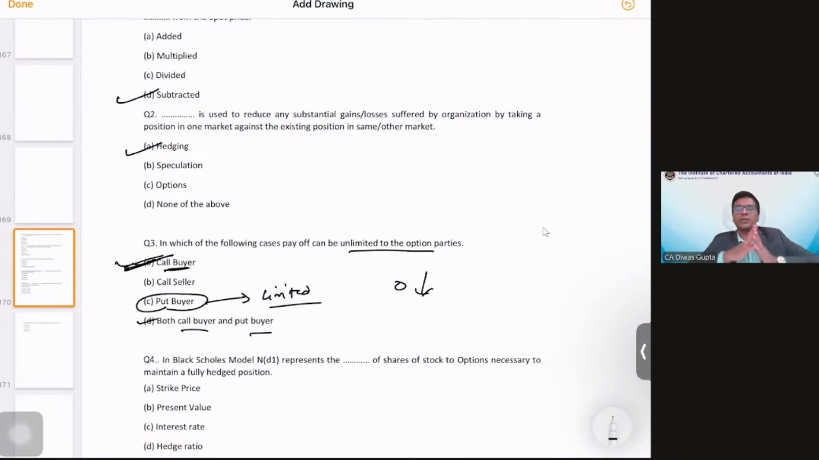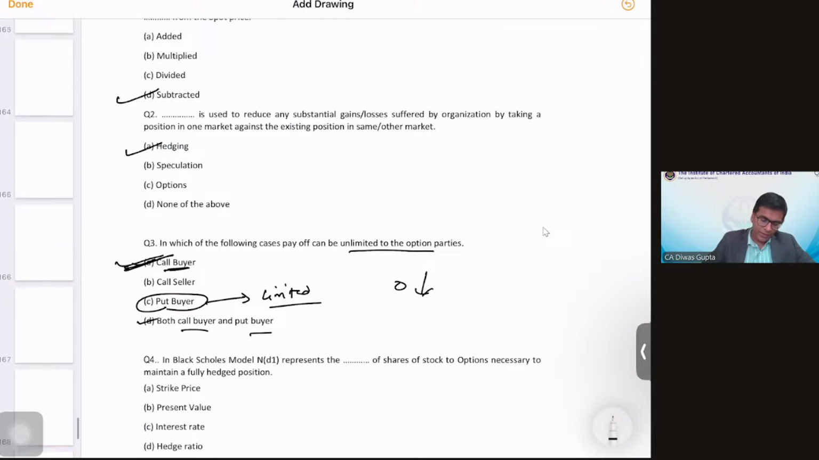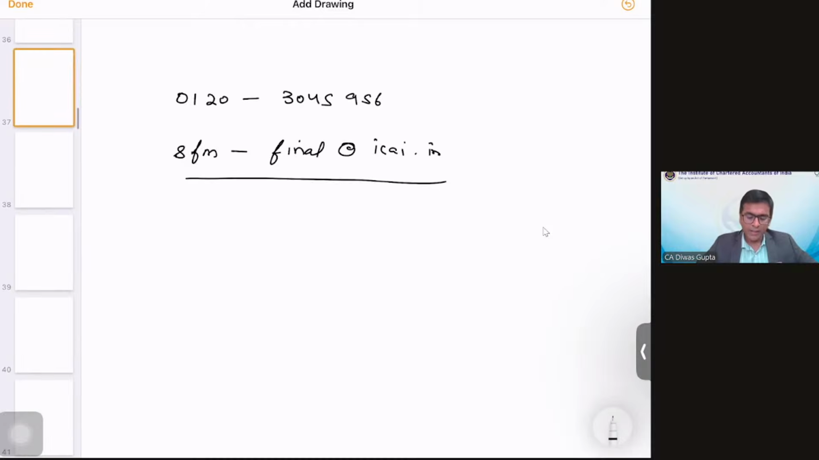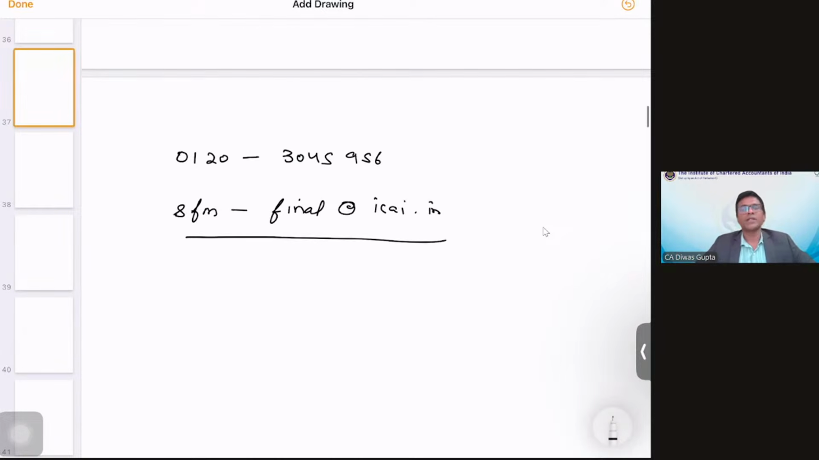I hope the concepts went well. In case you still have any doubts, you can ask me. We have the next session as well. In the next session, we will be mostly covering the other topics on options, which is, let's say, put call parity theory, the Black-Scholes model, and all those things, students.